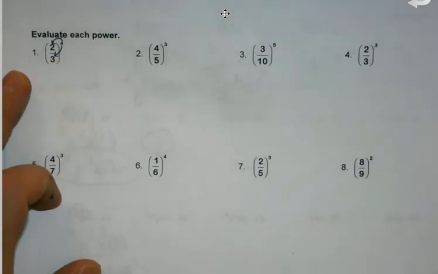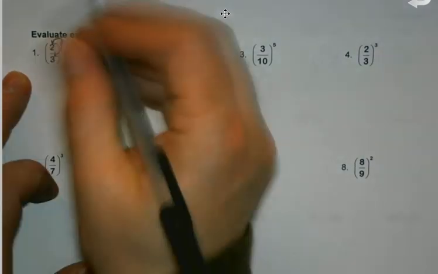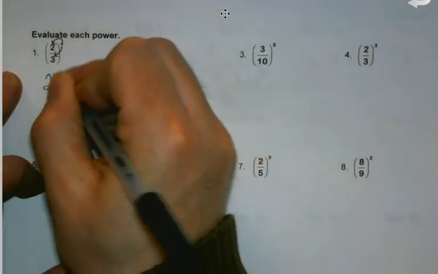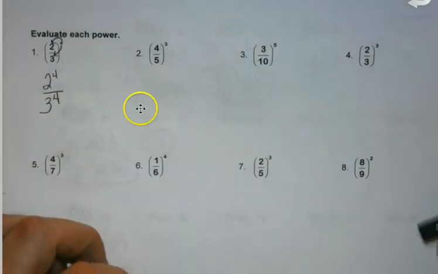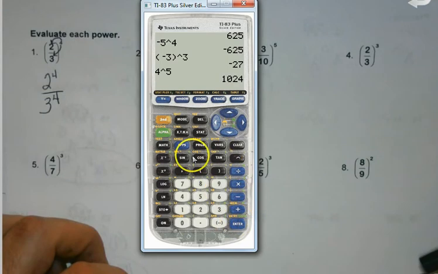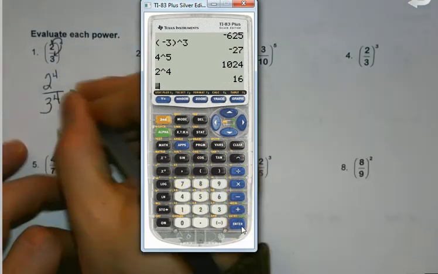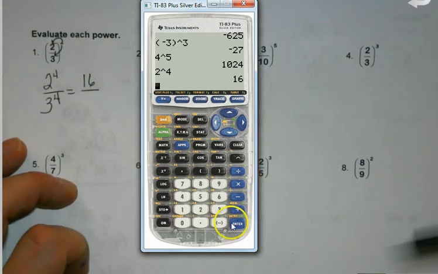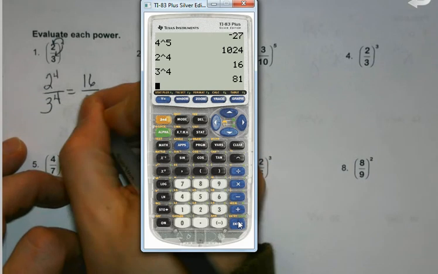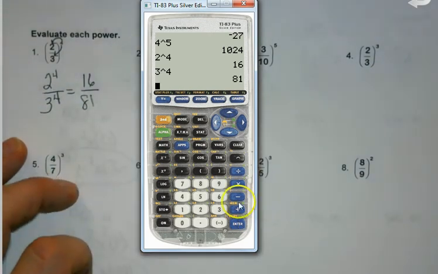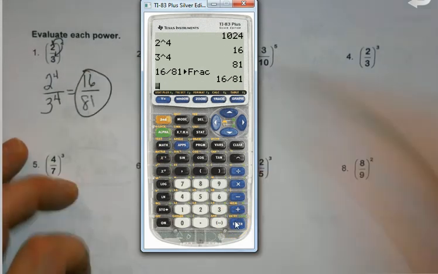it's still going to go through to each number. So this ends up being 2 to the 4th power over 3 to the 4th power. And just let the calculator do its thing. So 2 to the 4th is 16. 3 to the 4th is 81. And just to make sure it doesn't get any smaller, if I do a math enter, does it change? Nope. Okay. And I'm good.